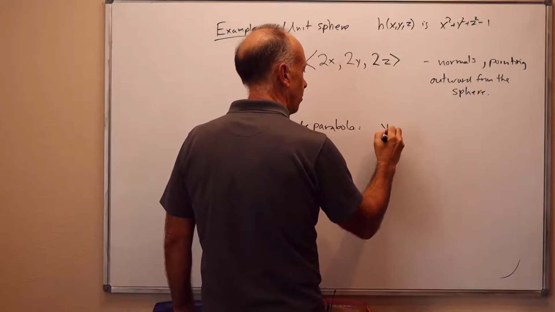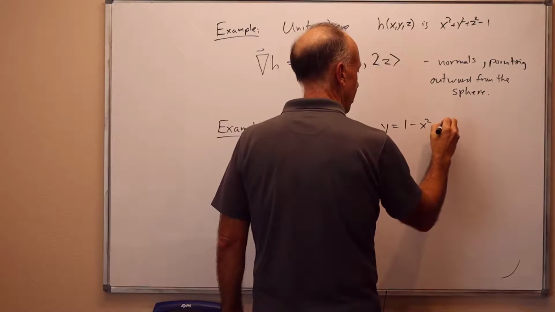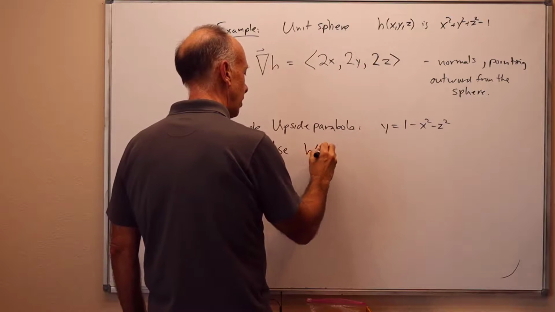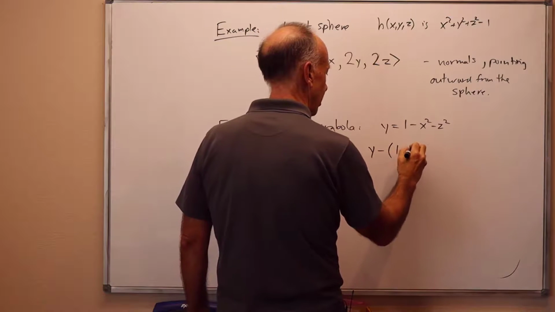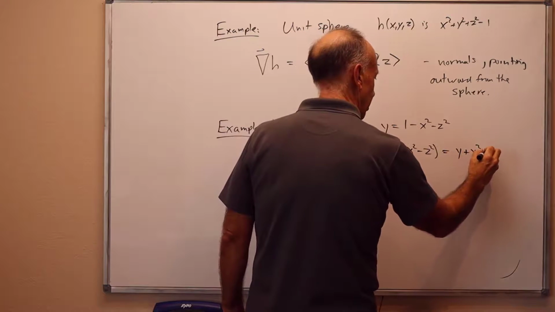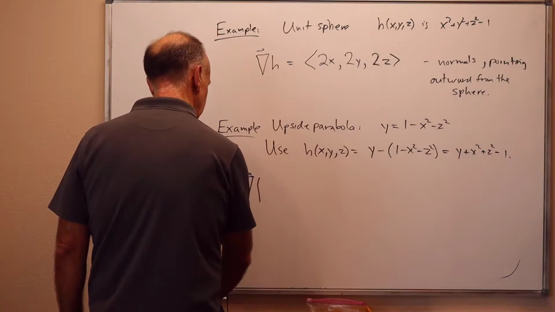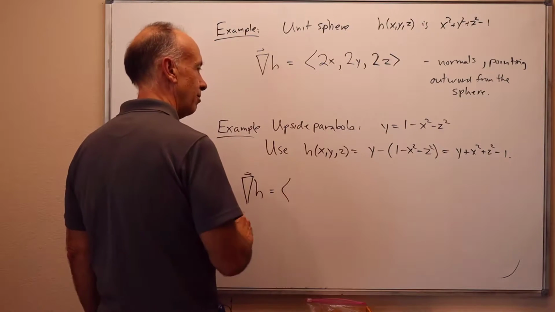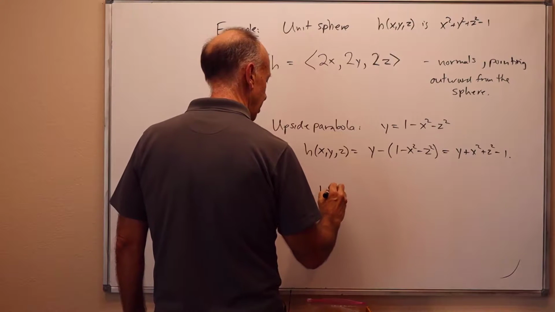Another example is the upside down parabola that we did in the previous lecture. So remember, this was the set of points on the surface y equals 1 minus x squared minus z squared. So I'll use the following function for h. I'll use h of x, y, z equals y minus 1 minus x squared minus z squared. And of course that's equal to y plus x squared plus z squared minus 1. And then the gradient of h is the partial with respect to x, with respect to y, and with respect to z. So it's 2x, 1, 2z.